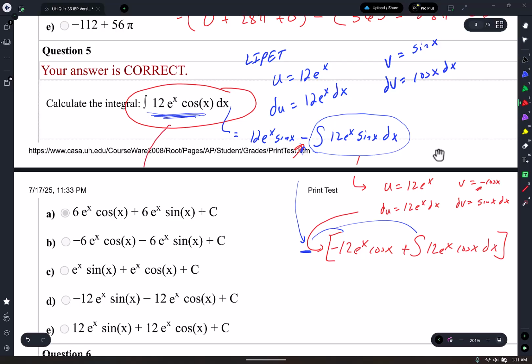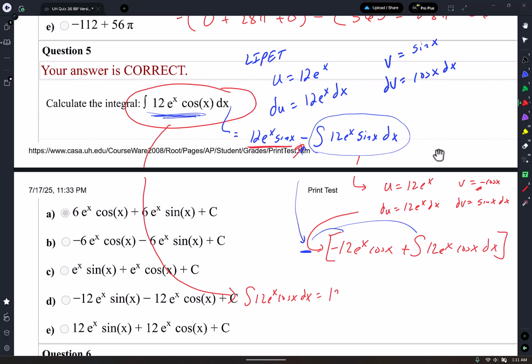I'm going to bring this guy down. So that is the integral of 12 e to the x cosine x dx equals, and then what did it equal? Here's my first one: 12 e to the x sine x, and I'm distributing that negative, minus a negative, so plus 12 e to the x cosine x minus the integral of 12 e to the x cosine x dx. All right, so there it is, guys, plus C, right? Plus C. Well, we'll worry about the plus C in a little bit.